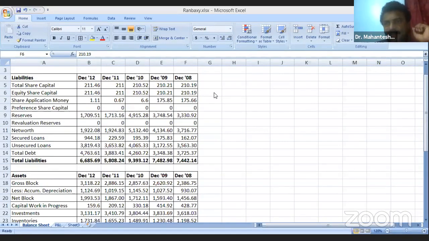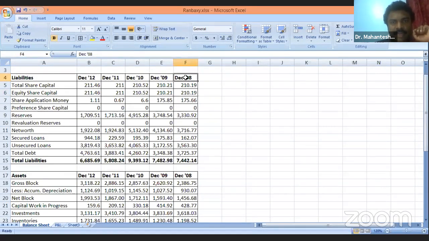So we are discussing this common size statement analysis, or the vertical analysis is what we say. Now, if you look at these figures, these are rupees in crores for a company called Ranbaxy. Ranbaxy is a pharmaceutical company in India, from 2008 to 2012 for a period of 5 years.